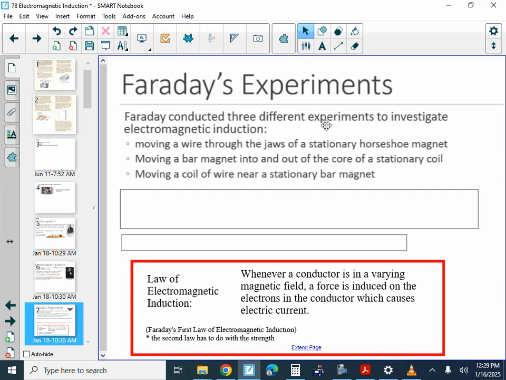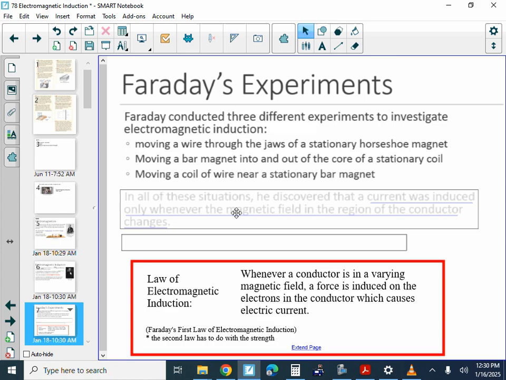So he did investigations. He found that moving a wire through the jaws of a stationary magnet would induce electron flow. Moving a bar magnet in and out of a coil of wire induced electron flow. Moving a coil of wire near a stationary magnet induced electron flow. If you think of these two things, they're the same. They're just relative motion, right? It doesn't matter whether the magnet's moving relative to the coil or the coil's moving relative to the magnet. The point is there's going to be a changing magnetic field.